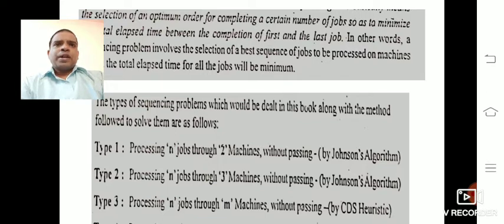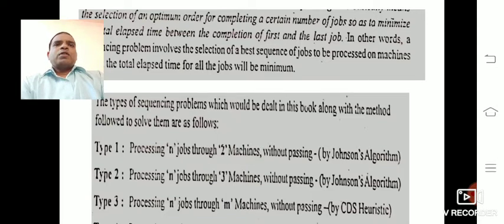Okay, the main objective of this technique is to determine the best sequence or best optimum order to complete all the jobs in a minimum total elapsed time between the completion of the first and the last job. The important objectives are, first, to determine the best sequence or best optimum order, and second, to minimize the total elapsed time.